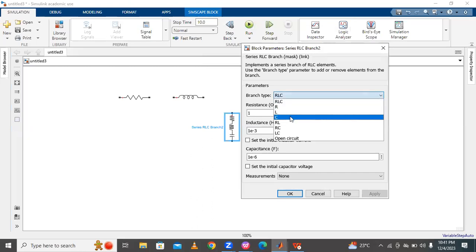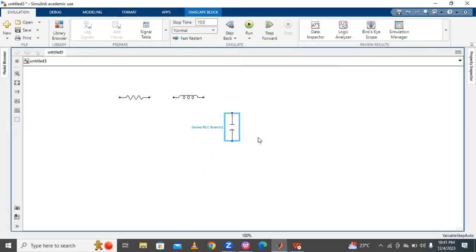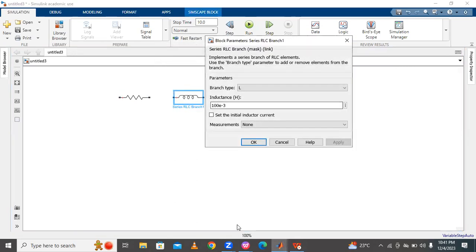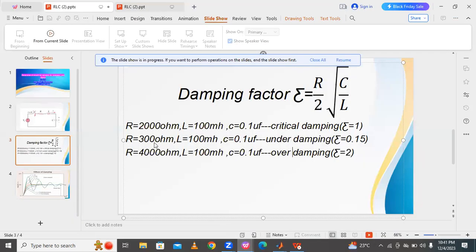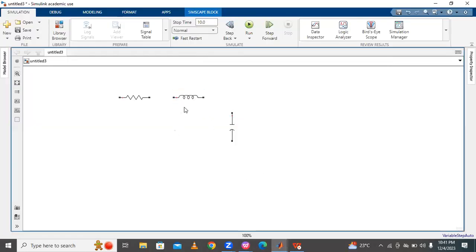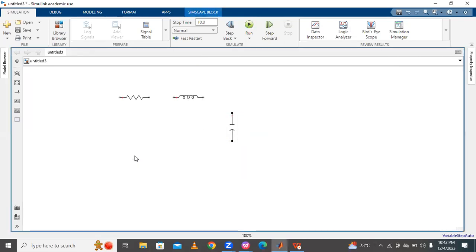So change this to a C type. Capacitance is 0.1 microfarad. Then apply, OK. Then it changes like this. For the critical damper system, R is equal to 2300 ohms, L is equal to 100 millihenry, and C is equal to 0.1 microfarad. Okay, fine.